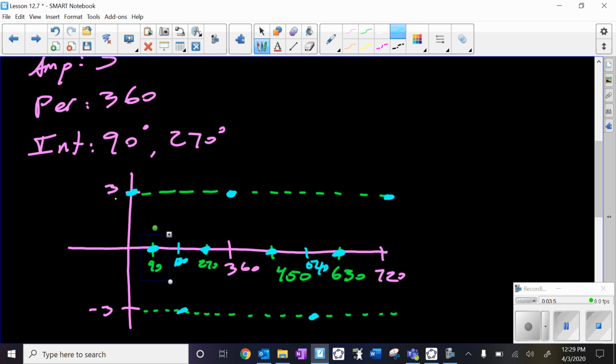So your cosine function is going to look like so.